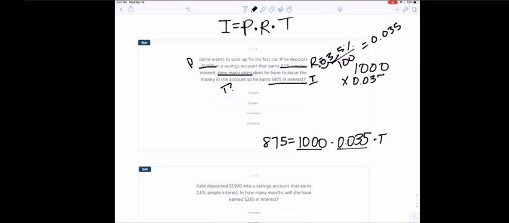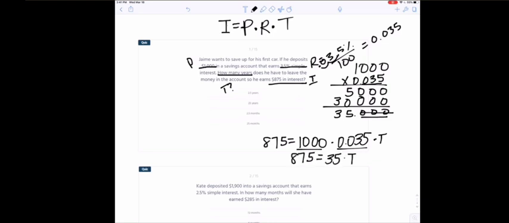1,000 times 0.035. 5 times 0 is 0, 5 times 0 is 0, 5 times 0 is 0, 5 times 1 is 5. Placeholder 0. 3 times 0 is 0, 3 times 0 is 0, 3 times 0 is 0, and 3 times 1 is 3. So I'm going to add it up. In my question, there's 3 numbers behind the decimal point. So in my answer, there will also be 3 numbers behind the decimal point. So this is 875 equals 35 times t. Once we put these zeros behind the decimal point, we don't have to use them anymore. Okay? If this was like a 1 or a 2 or whatever, that's different. But because they're all zeros, we can get rid of them.